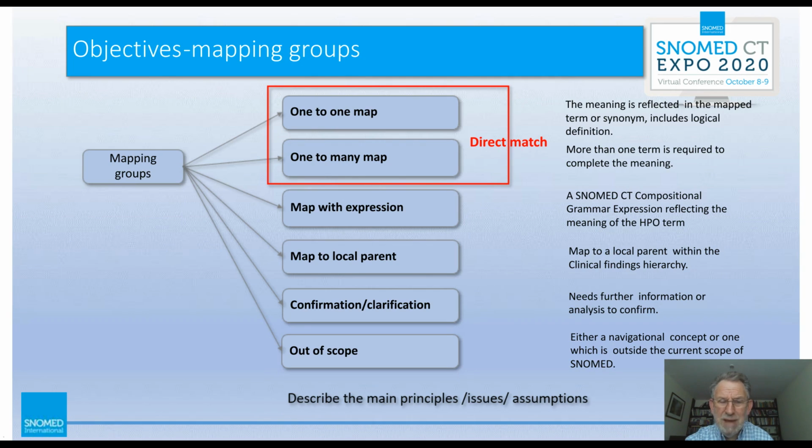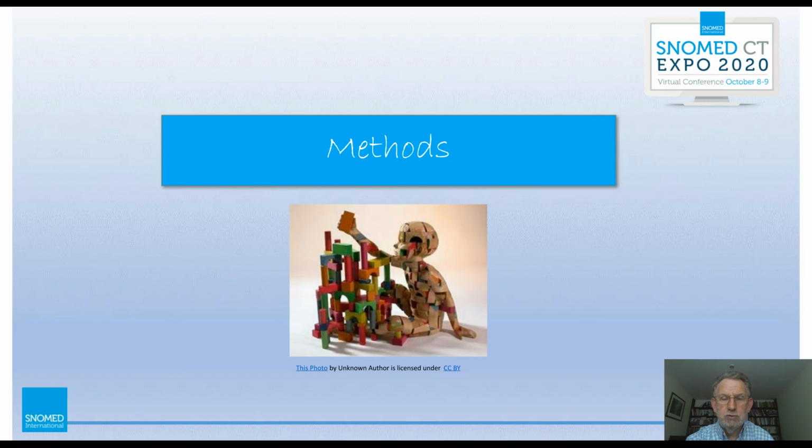If there's no direct map, then we used or created an expression using SNOMED CT compositional grammar, or a map to the local parent if there was no expression available. As you might expect, there were a number of clarifications and confirmations that were required, and a small number were out of scope. Also, I described the main principles, issues, and assumptions, which were an important part of the project.